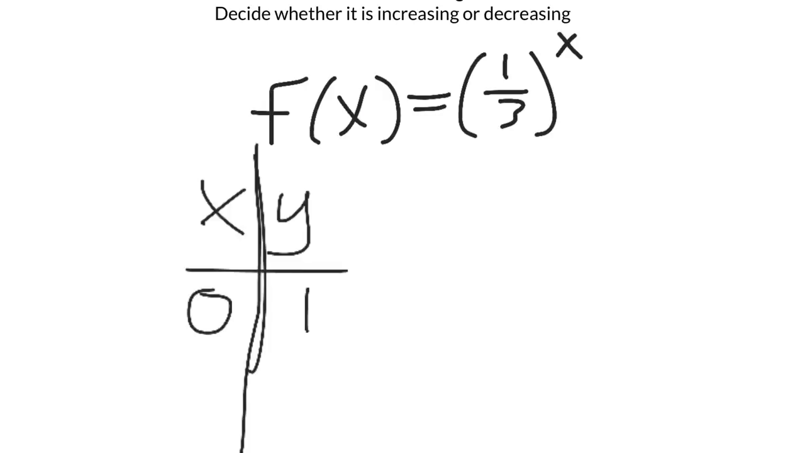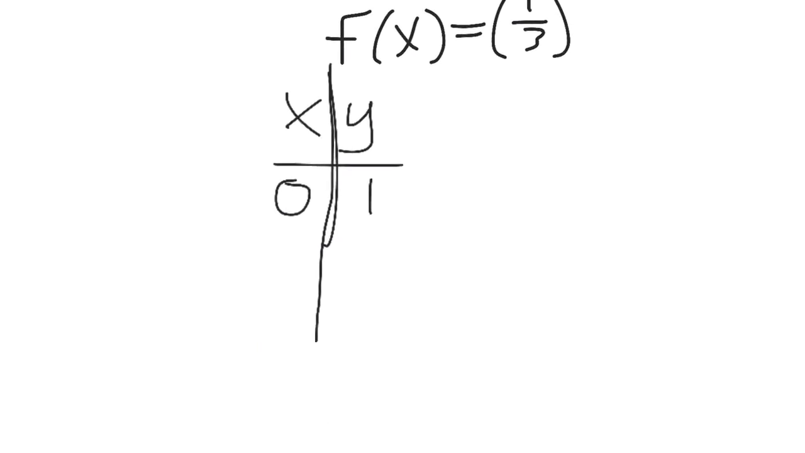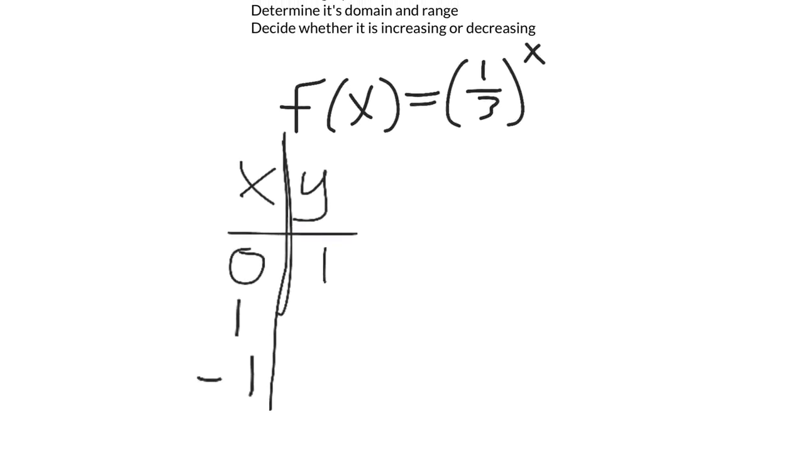So let's try a couple other nice and safe ones. Let's try a positive 1 and negative 1 for x. If you plug in a positive 1 into that function, 1/3 to the first power is just itself. So there we go. 1 comma 1/3 is a dot.